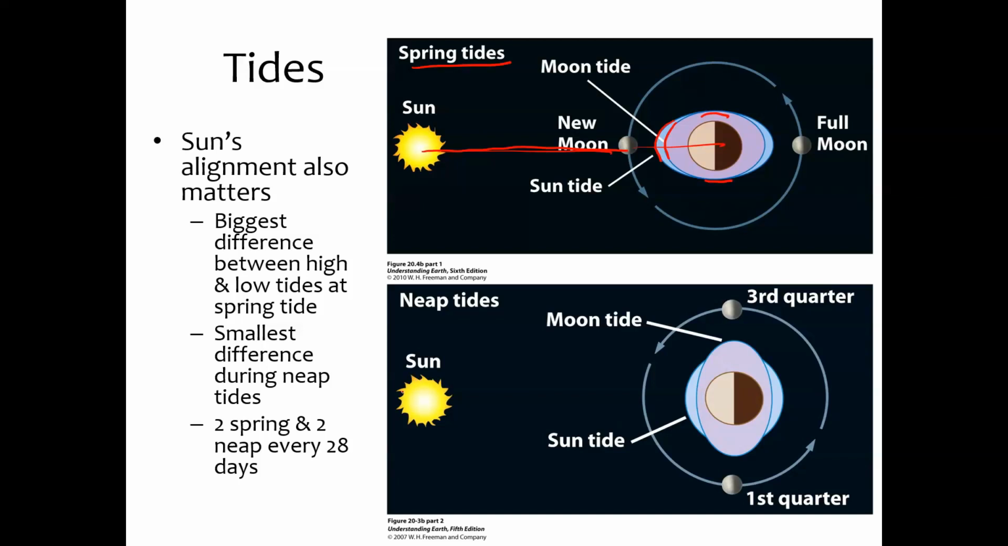Instead, when the sun is working opposite the effect of the moon, so when there's a 90-degree angle between the position of the sun and the moon, you get neap tides. Here, the sun and the moon are working opposite one another, so the relative sizes of the high and low tides end up being pretty small. And these alternate roughly every 28 days, 2 spring and 2 neap every 28 days. That's the length of time it takes for the moon to revolve around Earth. So it makes sense that you would get 2 spring and 2 neap for each of those, just like you get 2 high and 2 low for each day.